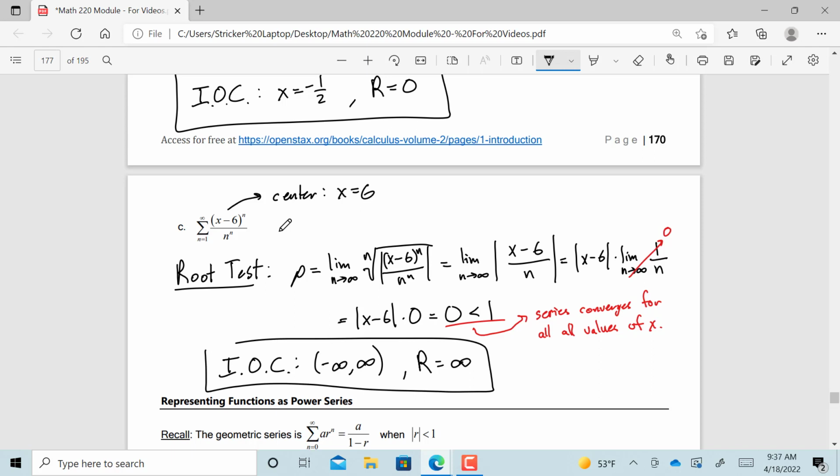All right. So that's going to do it for this video. You now know how to find the radius of convergence and the interval of convergence for different power series, and we do that using the root test and the ratio test. All right, I'll see you in the next video. We're going to talk about how to represent functions as power series.